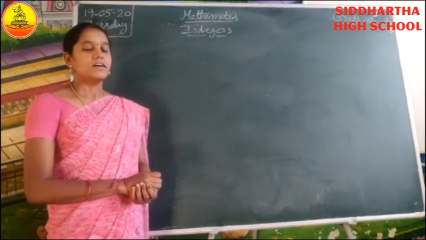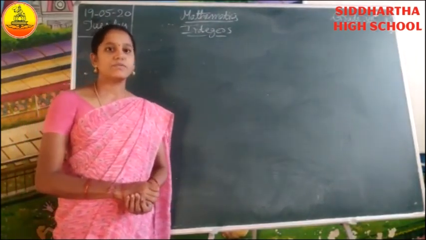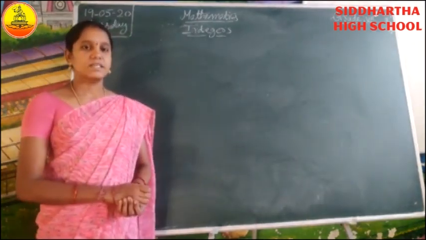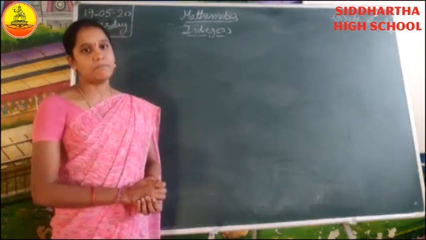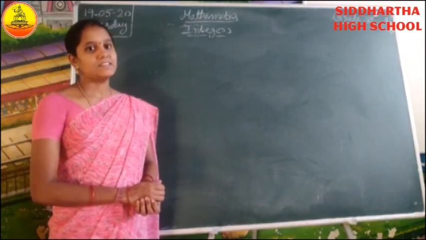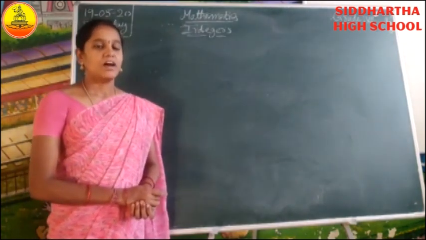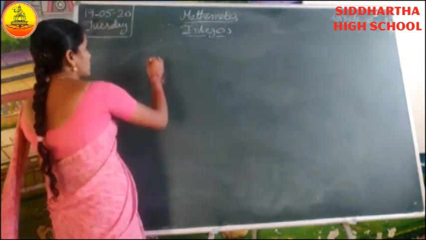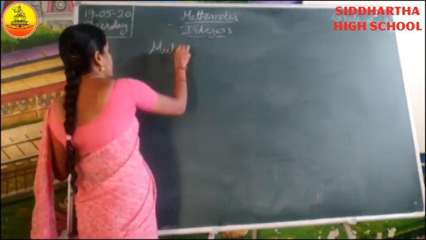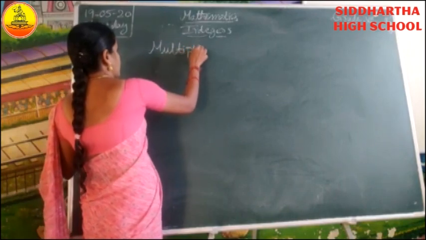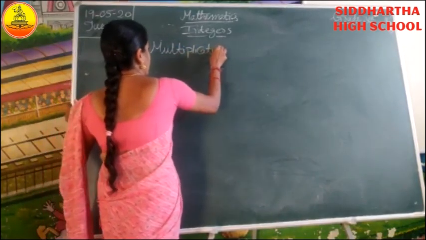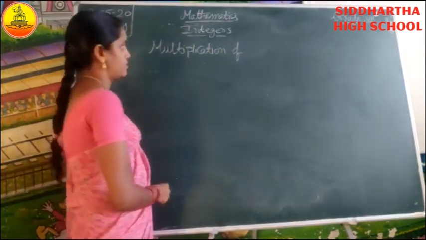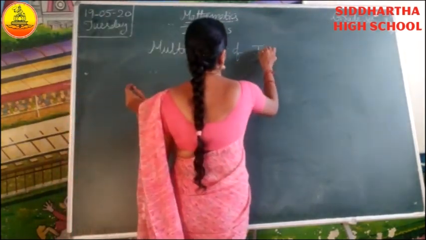Of integers on the number line and how to solve directly. Now in the last class we have discussed how to multiply the integers on the number line. In this class we are going to discuss how to multiply the integers. So what is our topic? Multiplication of integers, not on the number line. Already we have discussed on the number line in the previous class.